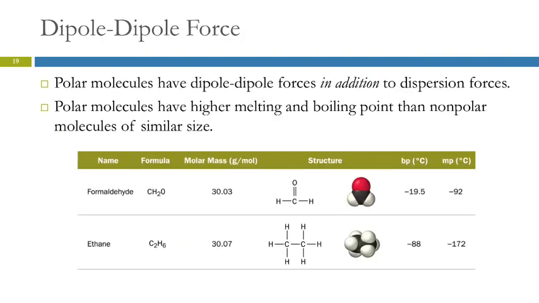So the polar molecules have dipole-dipole forces, and those are in addition to dispersion forces. So when we're comparing boiling points and the strength of intermolecular forces, we don't want to introduce changes in the dipole forces or dispersion forces when we're trying to compare the dipole-dipole forces. So we have two compounds, formaldehyde and ethane. Their molar masses are almost identical. So from that, we can predict that their dispersion forces are very similar. So that takes that out of causing any changes.